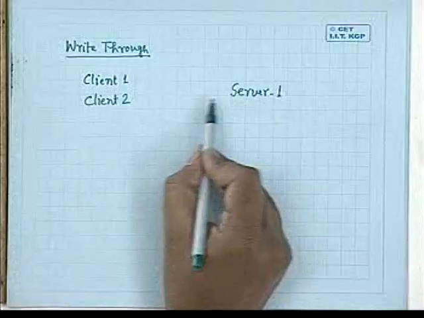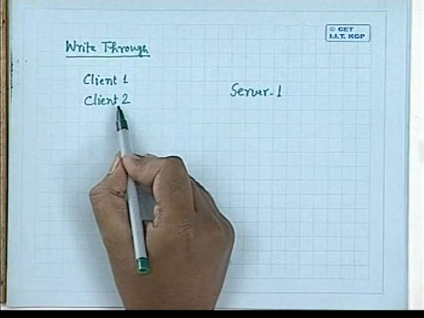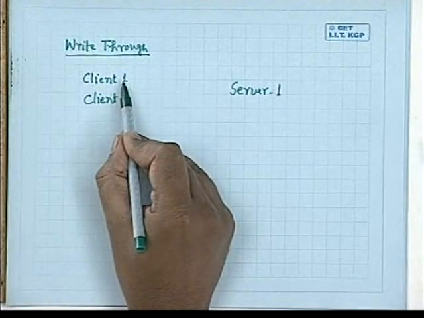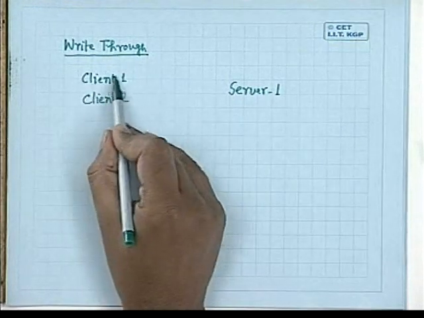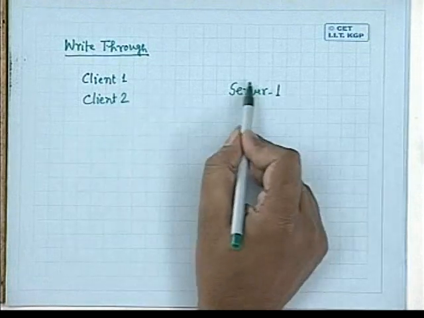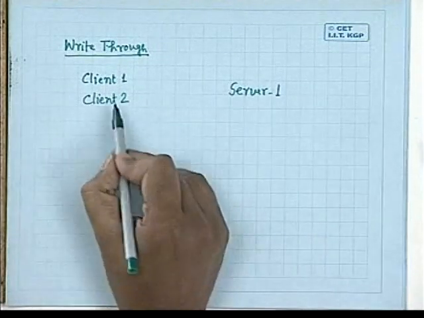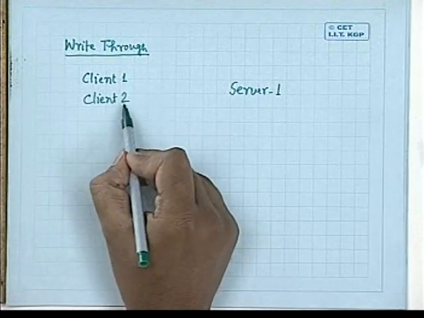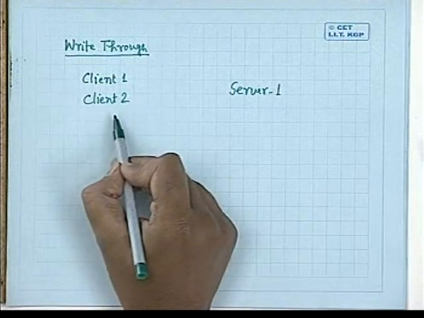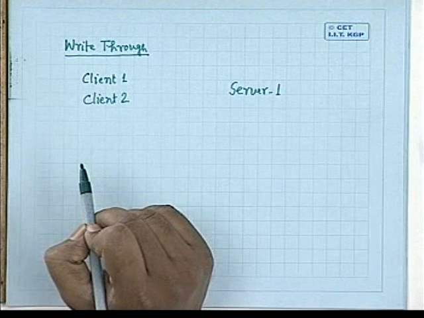So I can have a situation like this: client 1 modifies the content of the file and closes the file, so the updated version goes to the server. Before that, client 2 also accessed the same file, but it closed the file before the file was closed by client 1. So client 1's cache will contain the updated version, and the server will also contain the updated version, but because client 2 closed the file before client 1 did, the cache in client 2 will contain the old copy of the file.